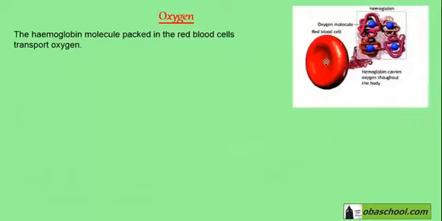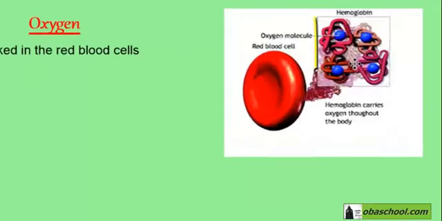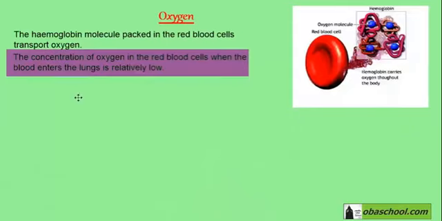Oxygen is a molecule that we need and that is transported by our blood. The protein that actually transports oxygen, found in the red blood cells, is called hemoglobin. This is what it looks like. We can see these 4 units.